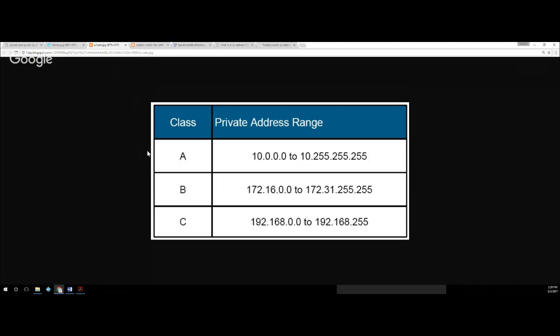Now, Class C has a private range that'll always start with 192.168. I don't have to go further past that because 192.168.x.x covers the whole thing. Those are your private ranges for the classes you're worried about.